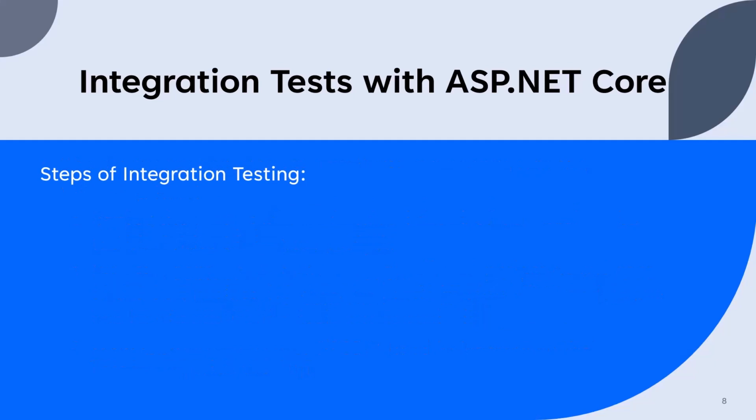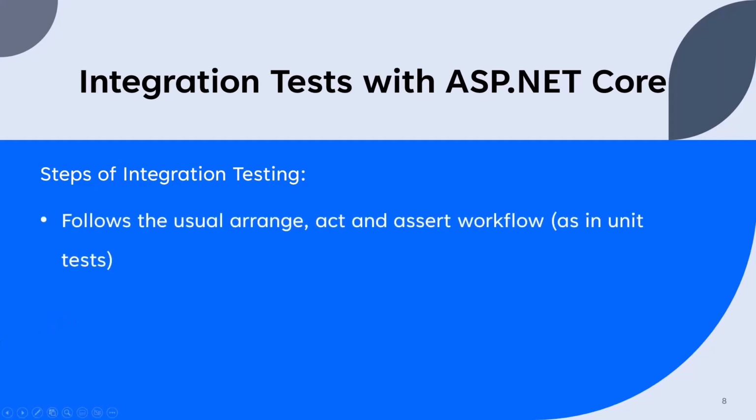Now, before we embark on the all-important steps of integration testing, it is good to discuss that the test project is included in the same solution, which contains the SUT, or system under test. This test project is used to contain and execute the integration tests, and it creates a test web host, and it uses the test server client to handle the requests and responses with the SUT, and it contains the test runners to execute and report the test results. And the steps for integration testing follow the usual arrange, act, and assert workflow as in unit tests.